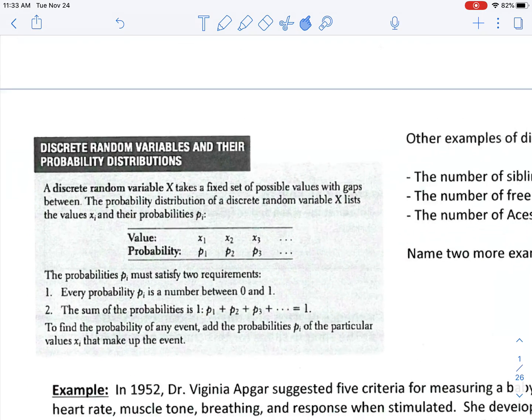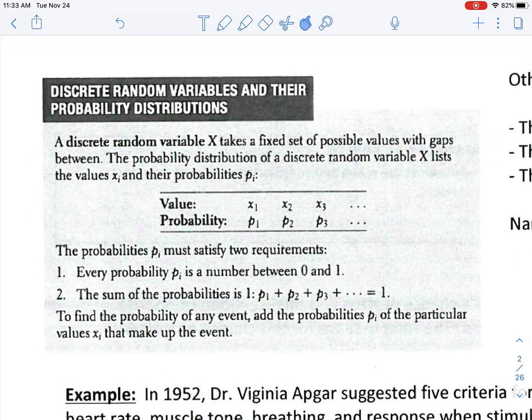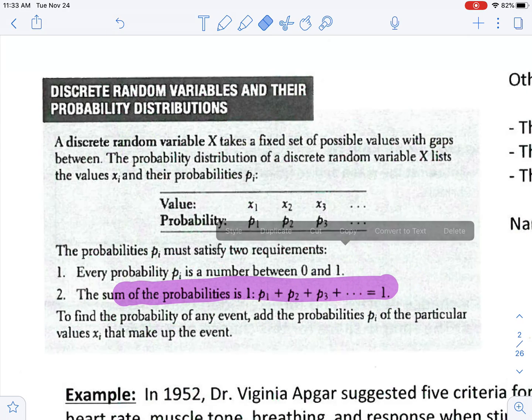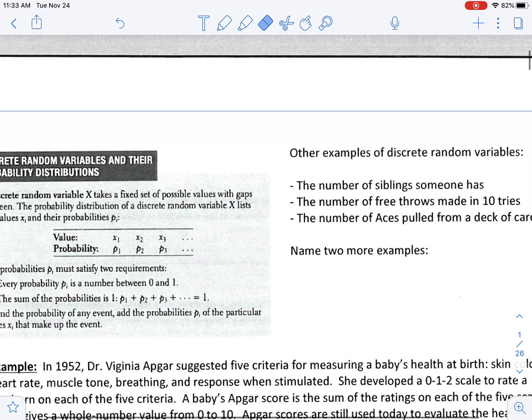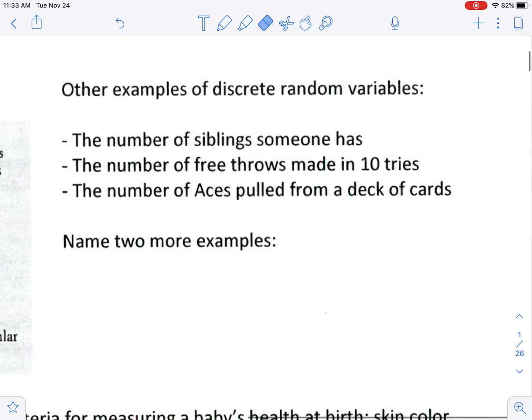So this box here in a nutshell just says what we already know. We have our probability model, which gives us our various values and our various probabilities. We know that each probability has to be between 0 and 1. That's simple probability. And we know that the sum of the probabilities has to equal 1. That's basically what we already know about probability models or distributions. That's what you need to take away from there. You already know that stuff. There's nothing new there.